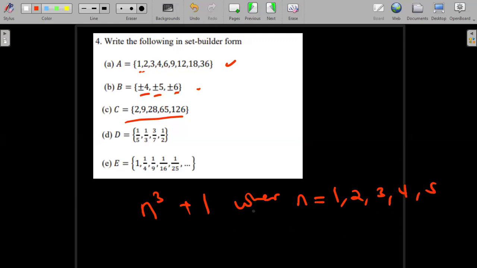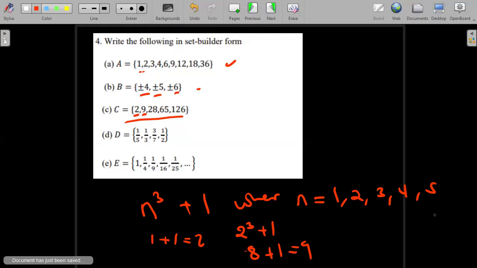So these are the values of n. As I said, it's not unique. When I put 1 here, I'll have 1 cubed, which is just 1, plus 1, and this gives me 2. And 2 there is the first element. You put 2 there, you have 2 cubed plus 1. 2 cubed is going to give you 8, and 8 plus 1 gives you 9. So 9 is going to be the next number there. And you can do this up to 5, and this is going to give you the last number there, which is 125.